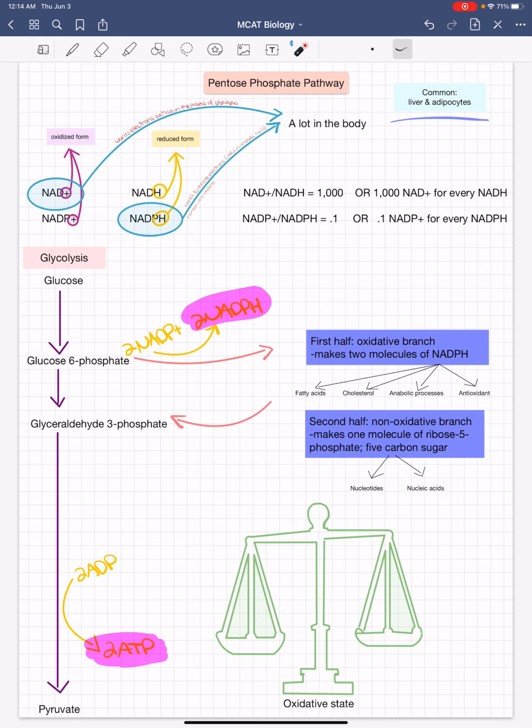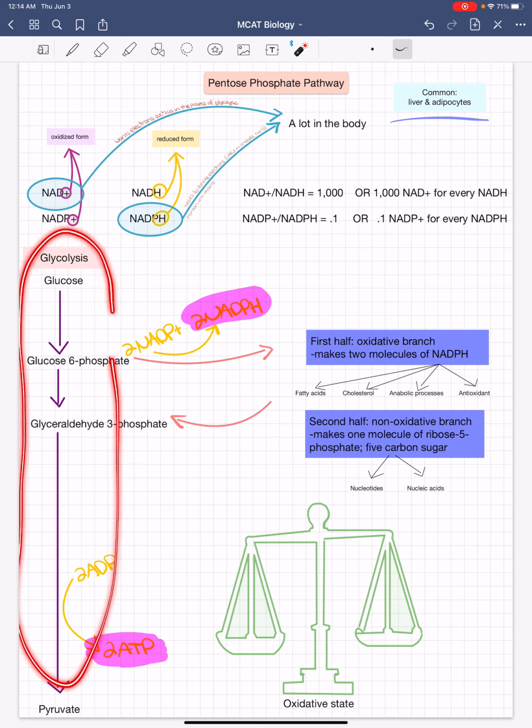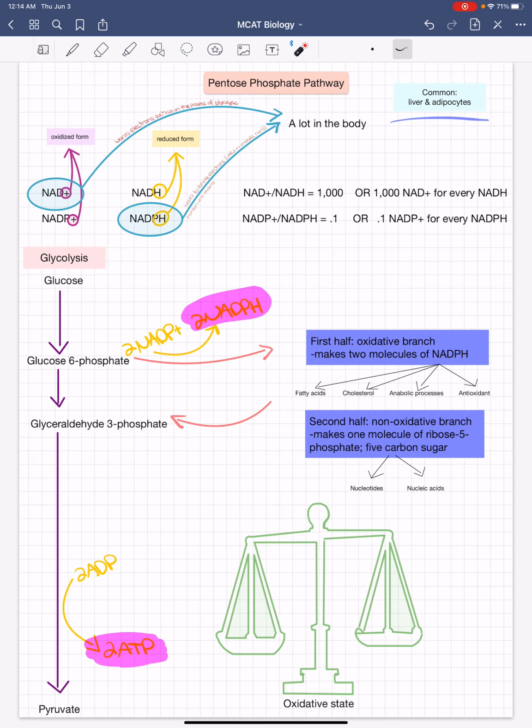In one method of the pentose phosphate pathway, the process follows the steps in glycolysis. However, it diverts from the process at the glucose 6-phosphate and then re-enters at the glyceraldehyde 3-phosphate. The pentose phosphate pathway is common in liver and in adipocytes since they make lipids.